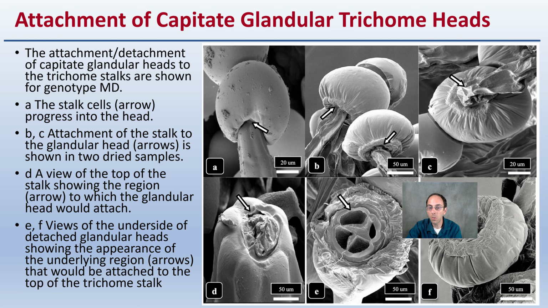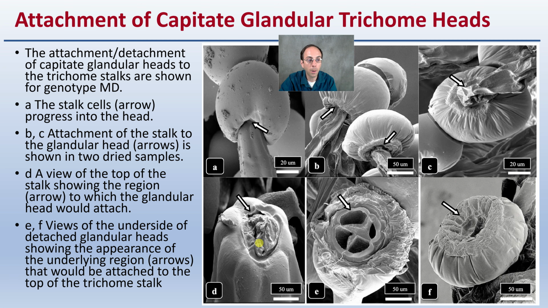The attachment of those head regions, so we're looking here shown for Moby Dick, the stalk cells here and the progression of the head, so kind of that more familiar structure that we're used to seeing. B and C show the attachment of the stalks to the glandular heads, as you can see right here, that point where that cap attaches to that supportive stalk, shown in 2 dried samples, which is why they look like they have a little more texture to them.